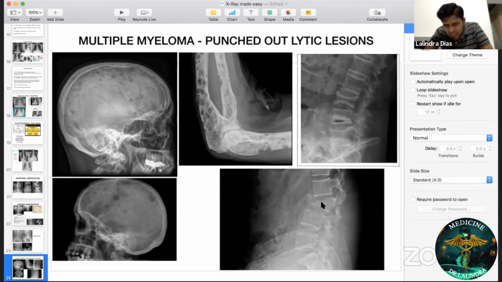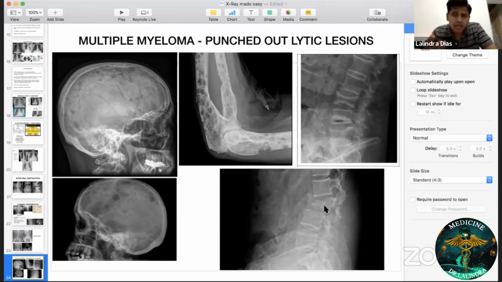And this is another wedge fracture here, an osteoporotic wedge fracture, that can cause compression of the spinal cord, and that can cause bilateral lower limb weakness called spastic paraparesis. That day I taught you in my neurology class.